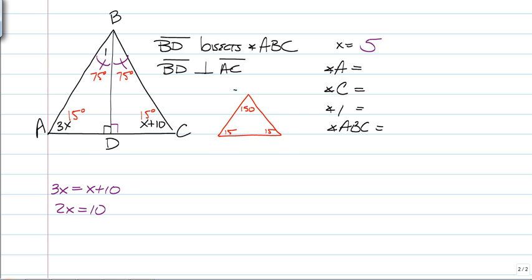Now you should have all the information you need. Angle A is 15 degrees. Angle C is 15 degrees. Angle 1 is 75 degrees. And angle ABC is 150 degrees. And there you have it. Just a little puzzle with some stuff you know about triangles.